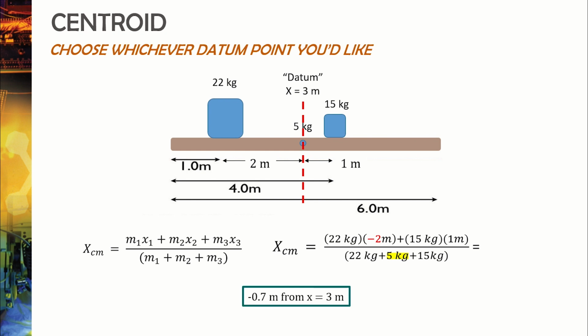When you do the math out, you would get that the answer for the center of mass is negative 0.7 meters from x equals 3, which would basically tell you that our center of mass was 0.7 meters to the left. If you remember our answer from before, that is essentially the same thing as saying that it's 2.3 meters from the left edge. We compute exactly the same answer regardless of the datum that we choose.